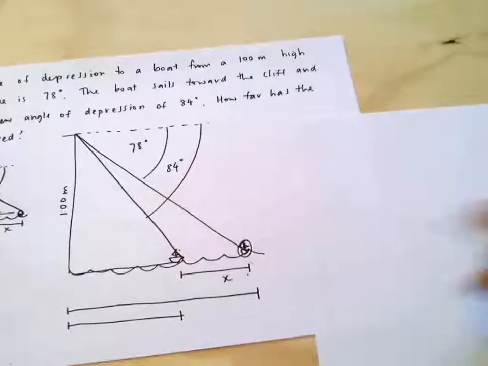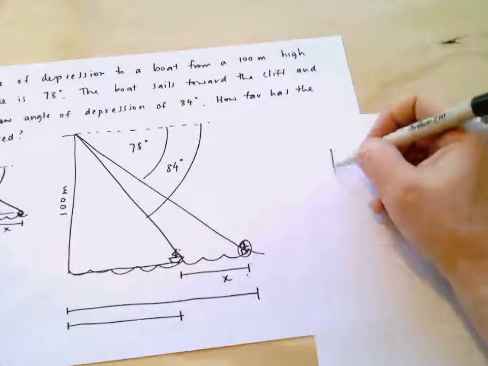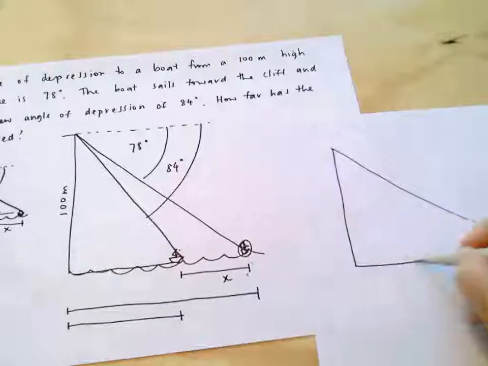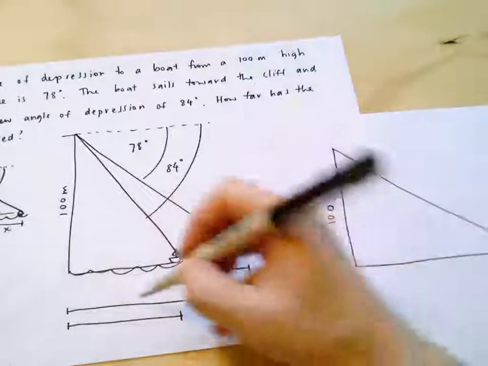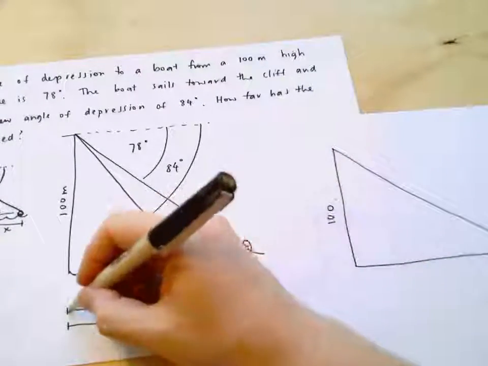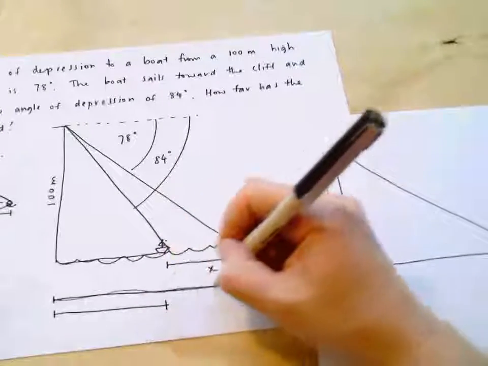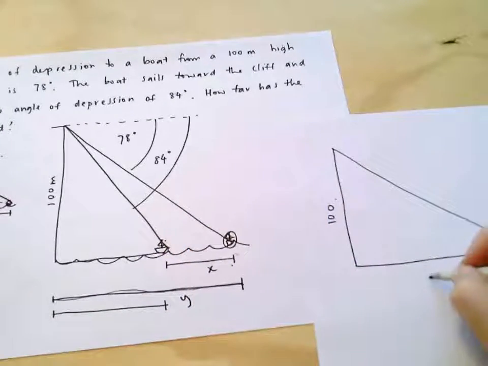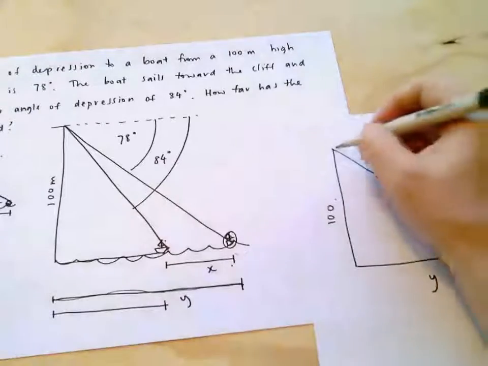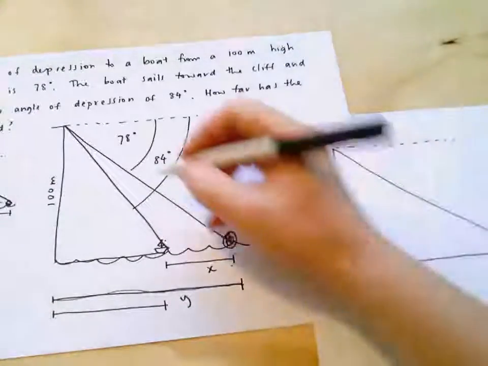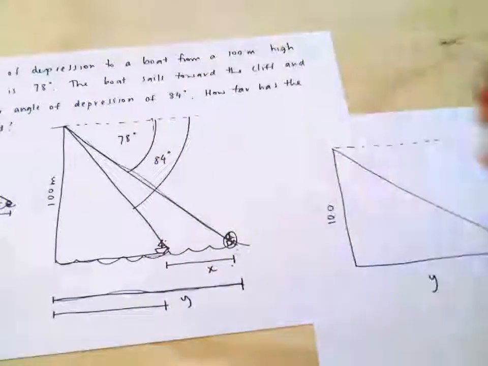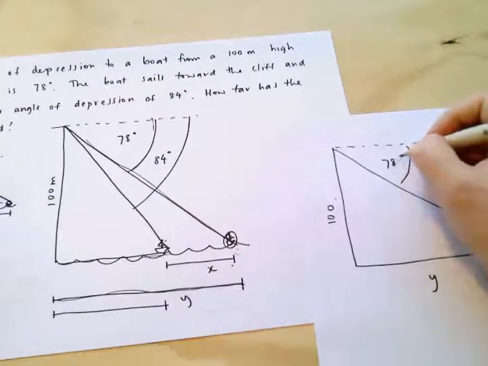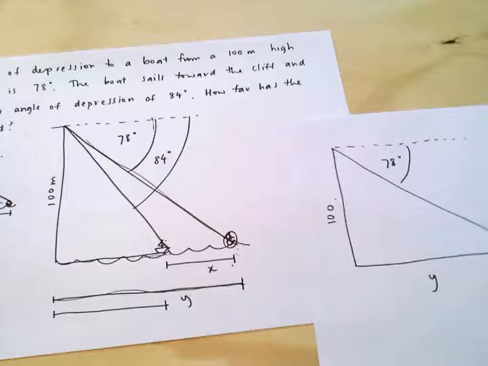I'm going to need to work out this distance in the big triangle. So here's my big triangle that I'm going to be working with first. I know the cliff's 100 metres. I know that I'm trying to work out this full distance here. Let's call that y just for fun. And I know that the angle of depression, if I'm looking at this big triangle here, is 78 here. So that's my big triangle that I'm trying to work out some things for.